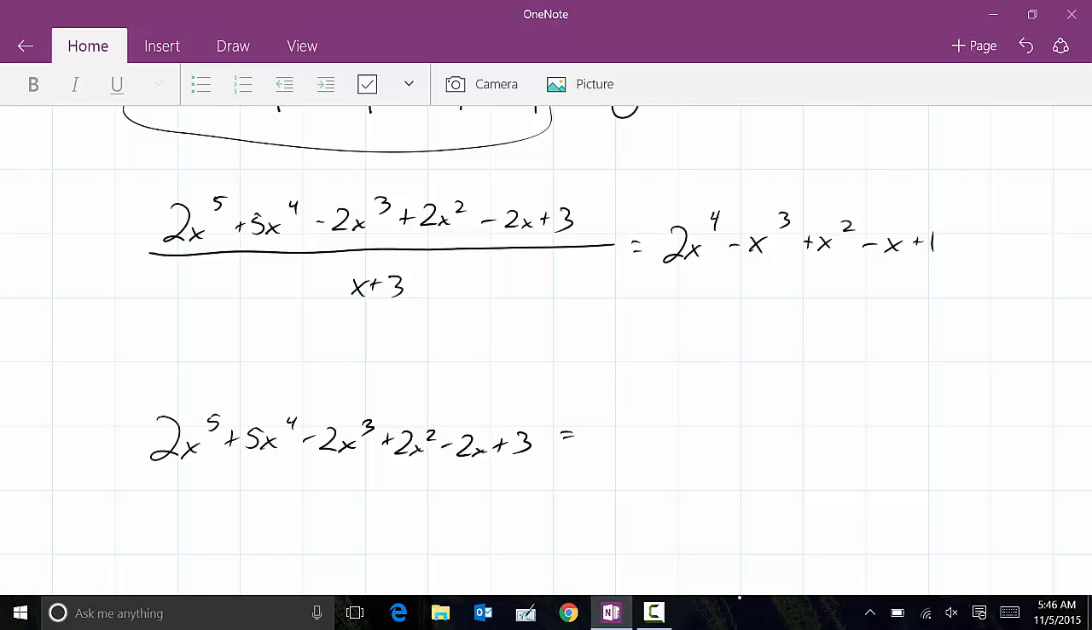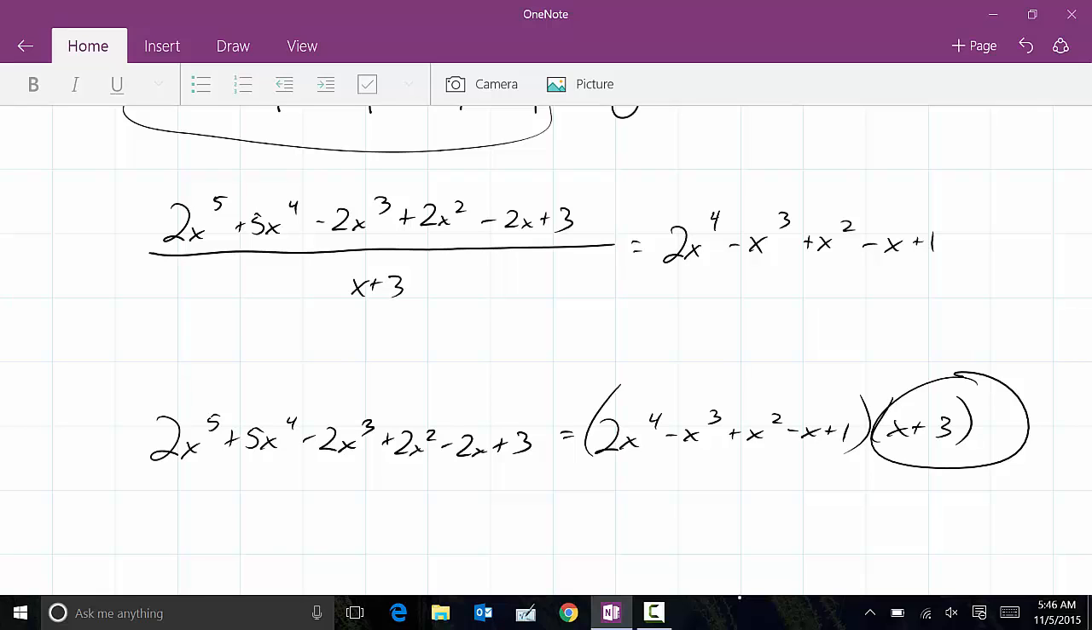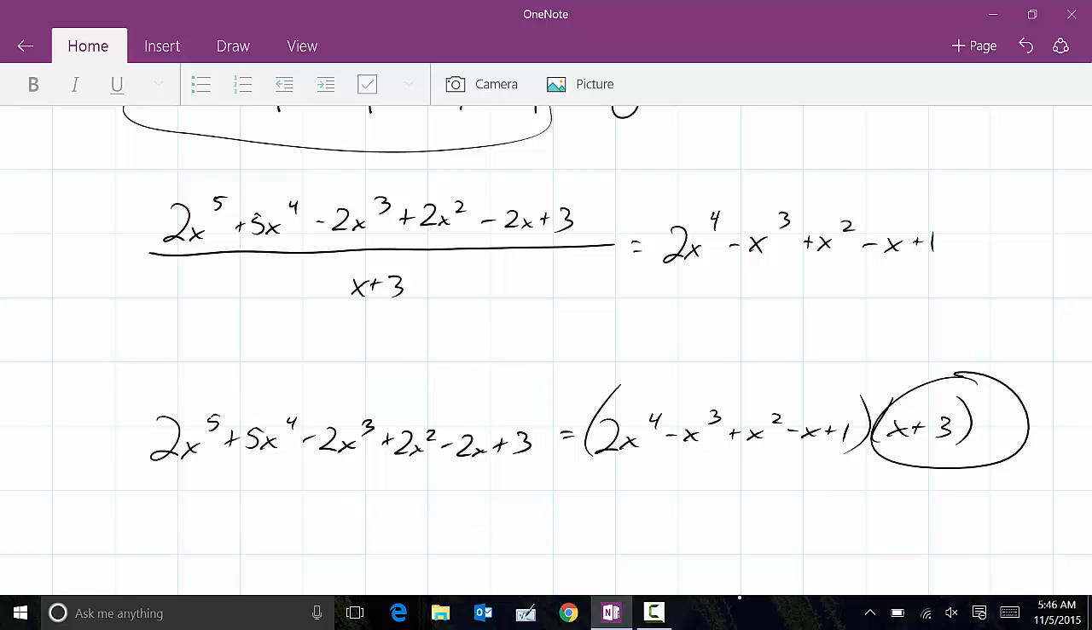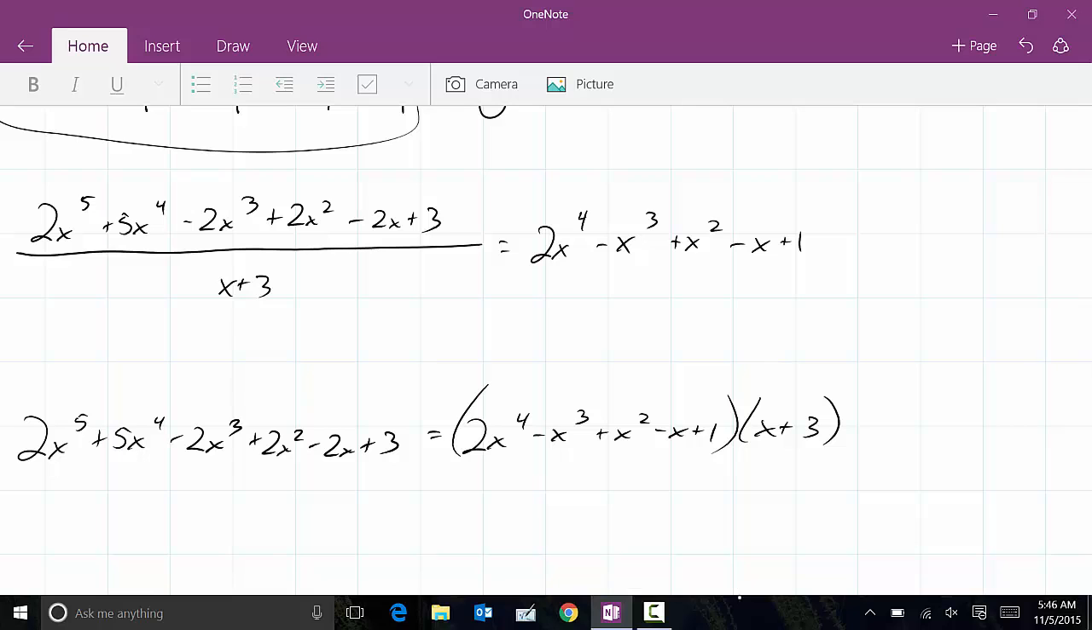We found that that's equal to 2x^4 - x^3 + x^2 - x + 1 times x + 3. So that means that we have shown that x + 3 is a factor of 2x^5 + 5x^4 - 2x^3 + 2x^2 - 2x + 3. We haven't completely factored it, but we've started to factor it.